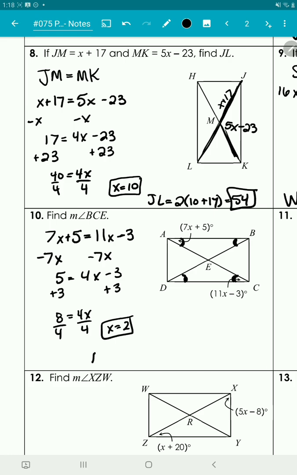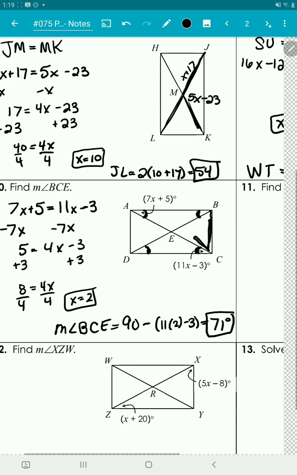But again, it's asking us for the measure of angle BCE. BCE is the other angle, so it's going to be 90 minus whatever 11 times 2 minus 3 is. Okay, so if we do 11 times 2 minus 3, we're going to get 19. So 90 minus 19 is going to give us 71 degrees. Okay?